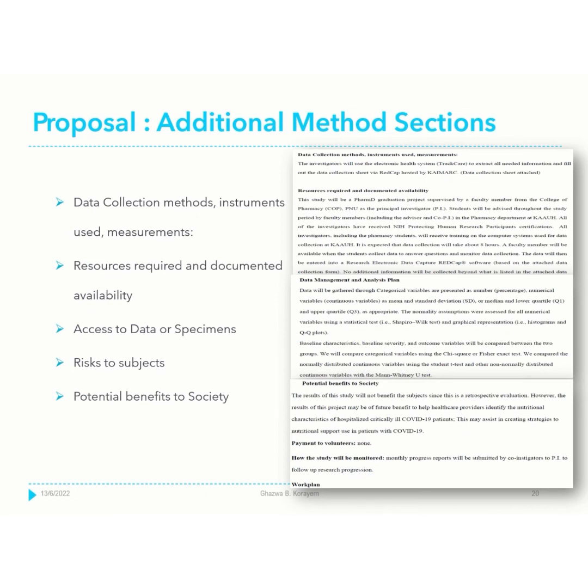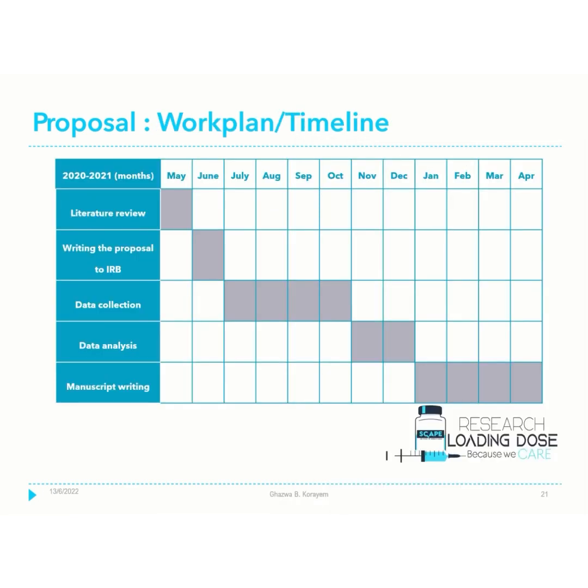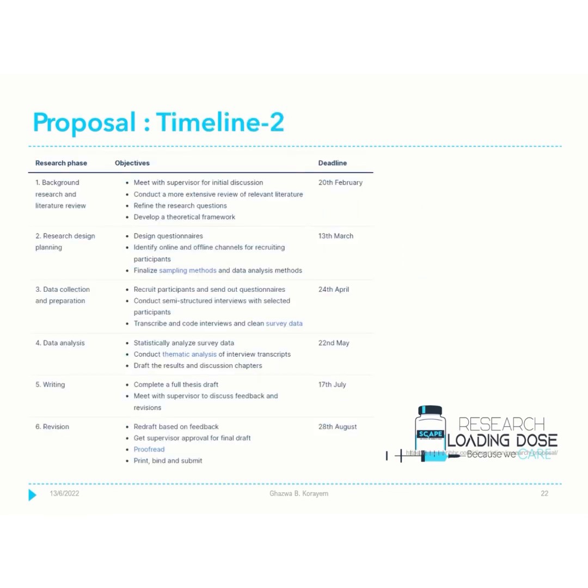As you can see here, we have additional sections. Usually we don't have those in detail in the manuscript, but we have them in the proposal. We also need to include the work plan and the timeline. Here is an example of a work plan starting from the literature review until the manuscript writing. Here is another example for a timeline.